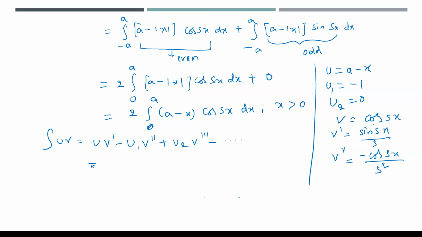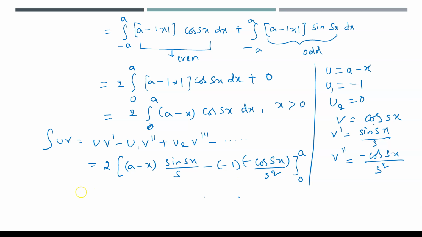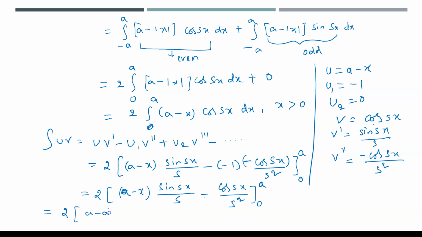So if you apply this rule here, you get 2 into a minus x into sin sx upon s, minus of minus 1 into minus cos sx upon s square, under the limits 0 to a. Let us simplify this before applying the limits: 2 into a minus x into sin sx upon s minus cos sx upon s square under the limits 0 to a. Which is equal to 2 into a minus a sin sa upon s minus cos sa upon s square, minus a into sin 0 upon s plus cos 0 upon s square.